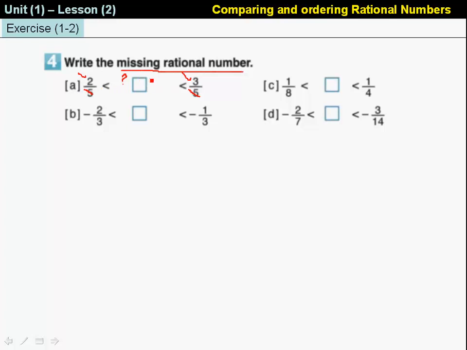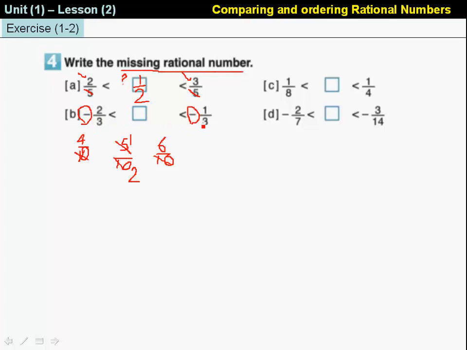So 2.5. Or as I told you, you have to multiply by 2. This will become 4 divided by 10, and this will be 6 divided by 10. We have the same denominator. What is between 4 and 6? 5. So 5 over 10. You can write here 5 over 10 or 1 over 2.